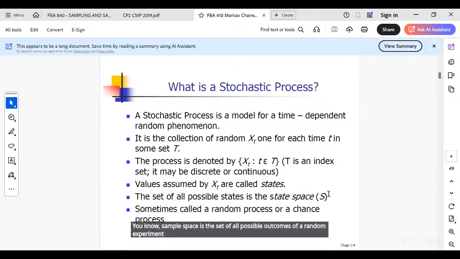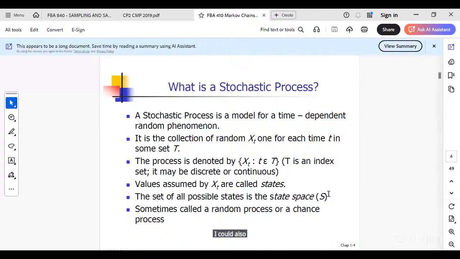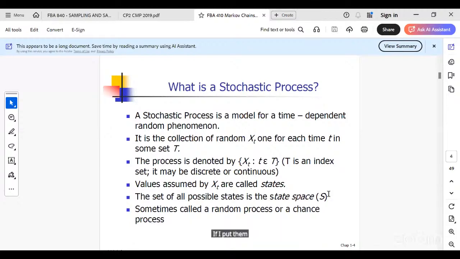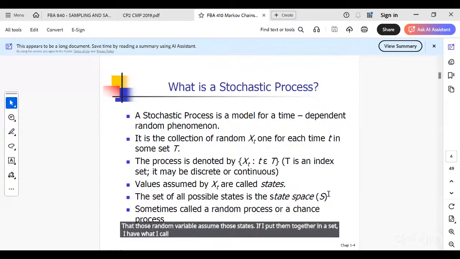So I could also ask in my stochastic process, what are the possible states that my process can be? If I put them together in a set, I have what we call the state space. Now, the time of the realization, all the possible times that those random variables assume those states, if I put them together in a set, I have what I call the time set.